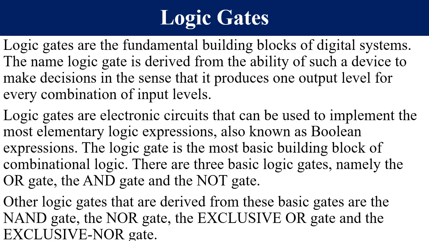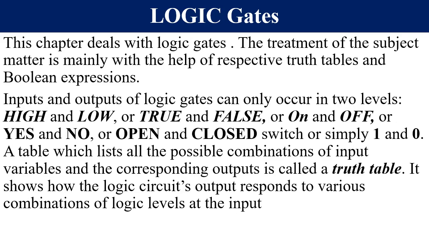And we've got three basic gates. They are the AND gate, the OR gate, and the NOT gate. And also we've got what we call the universal gates. The two universal gates are the NAND gate and the NOR gate. Also we've got the exclusive OR and the exclusive NOR gates. So in this lecture we are going to deal with logic gates.